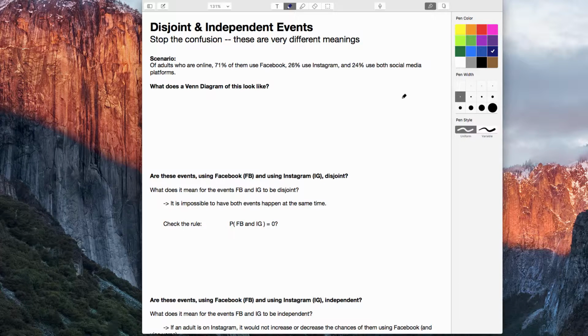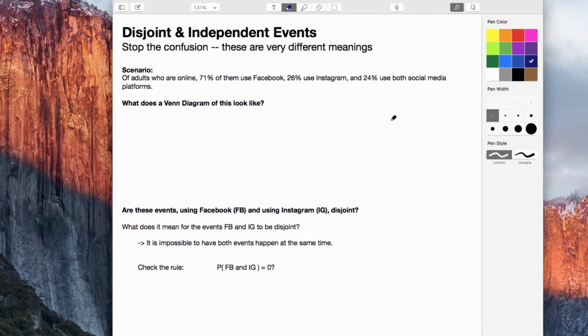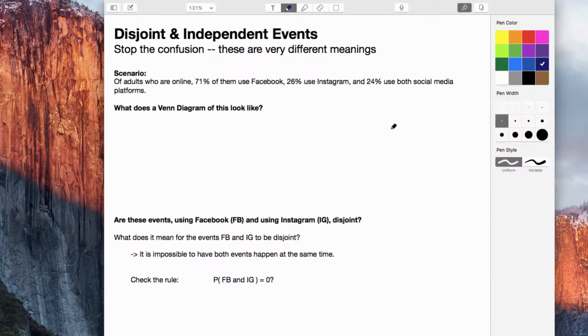In this video, we're going to talk about disjoint and independent events and how they're different from one another so we can stop being confused by them. So let's say in this scenario, of adults who are online, 71% of them use Facebook, 26% use Instagram, and 24% use both of those social media platforms.